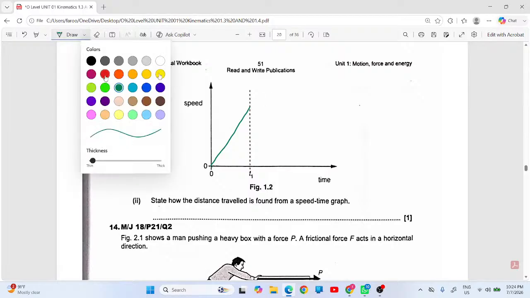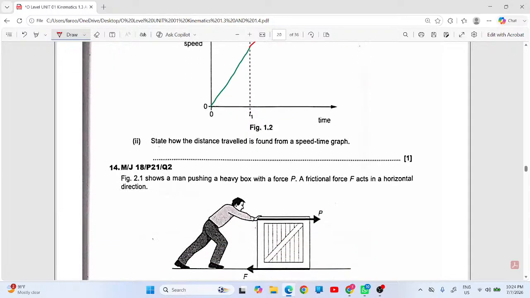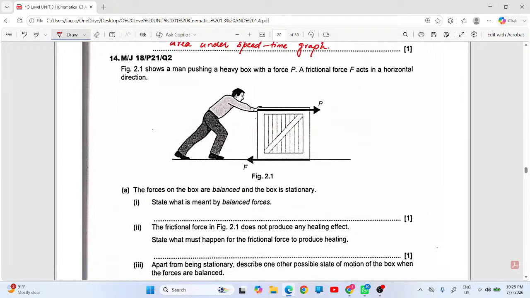So I will do it a little like this, with constant speed. Here the speed becomes constant. Next is: state how the distance traveled is found from a speed-time graph. The area under the speed-time graph gives you the distance traveled.